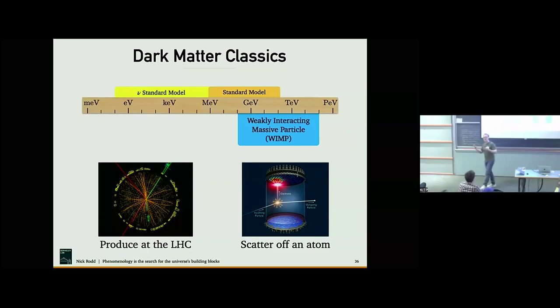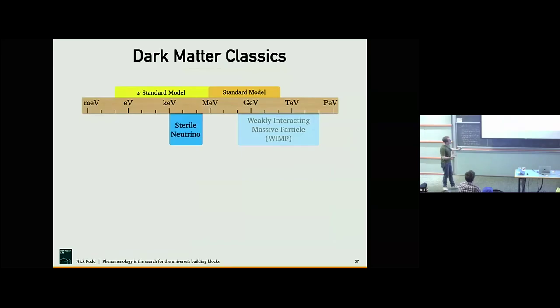So these are two ways people have been investing a lot of effort in terms of looking for WIMPs, but we haven't seen a signature so far. That's one idea of these dark matter classics. Another idea of what could be dark matter is something called a sterile neutrino.